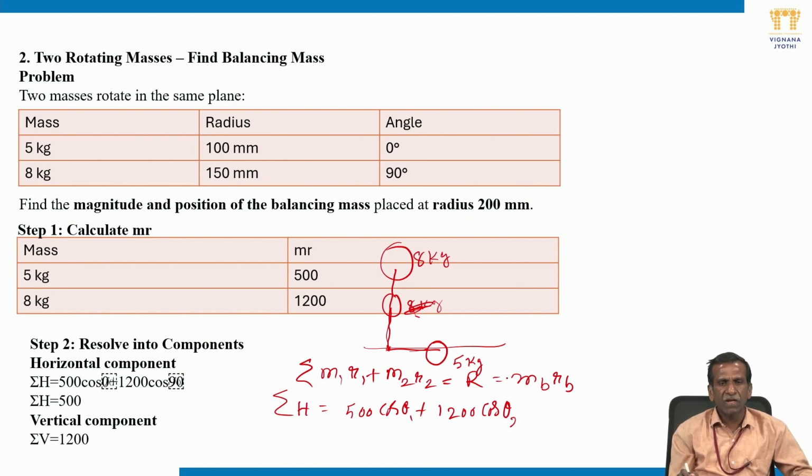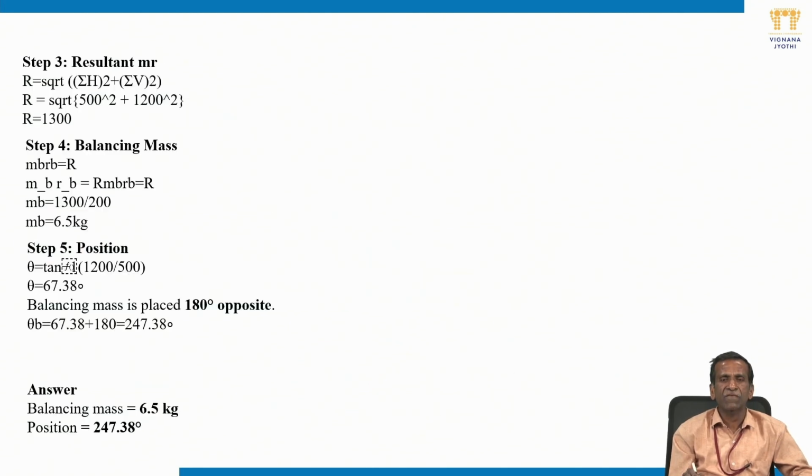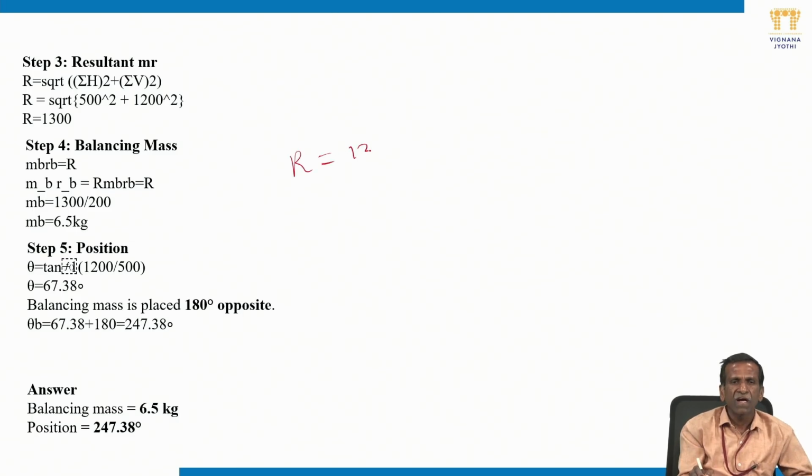From this we will get the total horizontal component of the forces as 500. Similarly, vertical components, if you write in a similar way, m1 r1 sin theta 1 plus m2 r2 sin theta 2, give the algebraic sum of all vertical components as 1200. The resultant is the square root of horizontal components squared plus vertical components squared, as you know from engineering mechanics fundamentals. So the resultant R you got is 1300. This is the m r value.